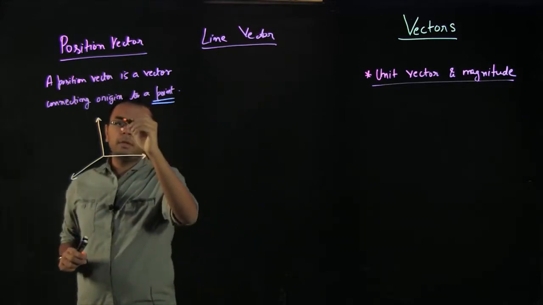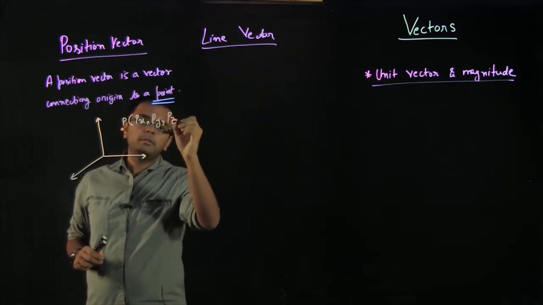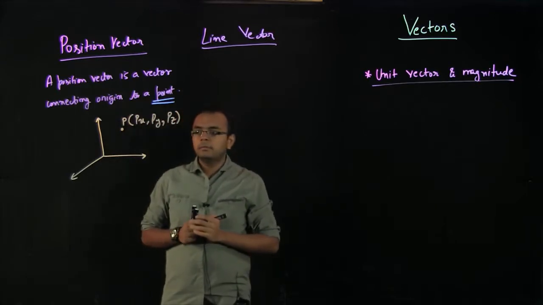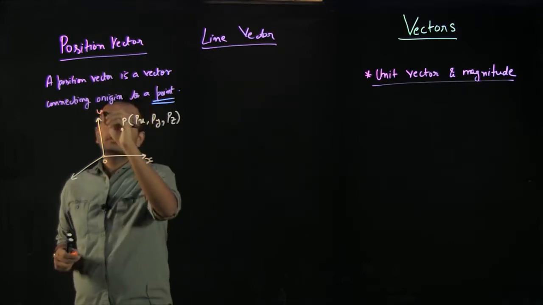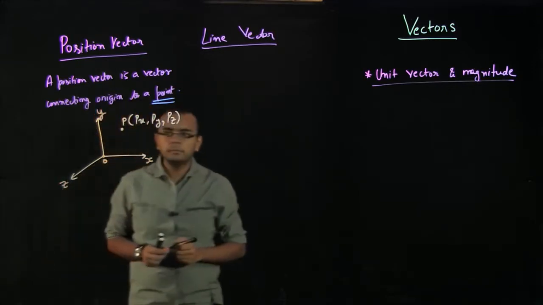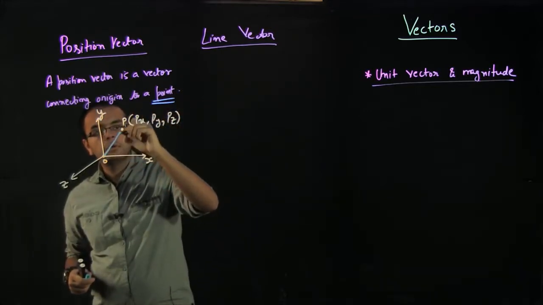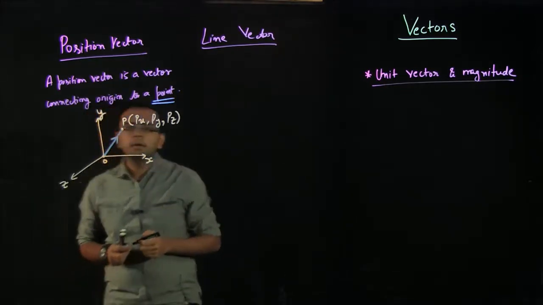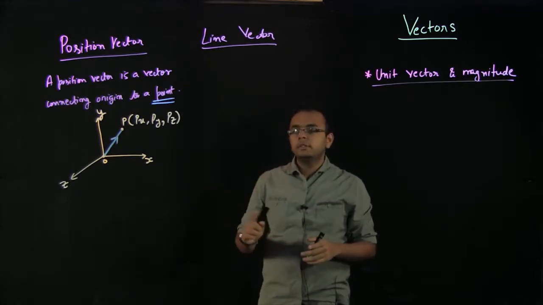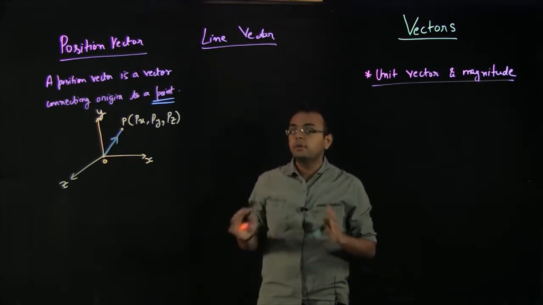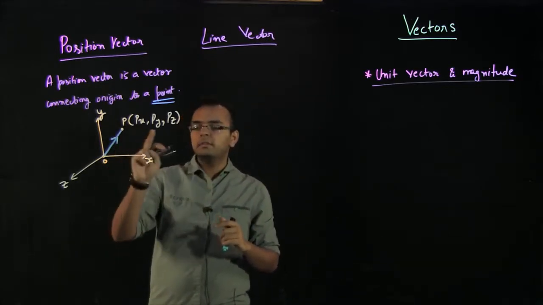So let us say we have a point P with coordinates Px, Py and Pz, and let us call these the x-axis, y-axis and z-axis. Position vector is a vector connecting origin, which is O, to the point P and pointing in the direction of P. This direction is very important, because if it is in the opposite direction, then the vector will be something else. So whenever we write OP vector, this is called OP vector.